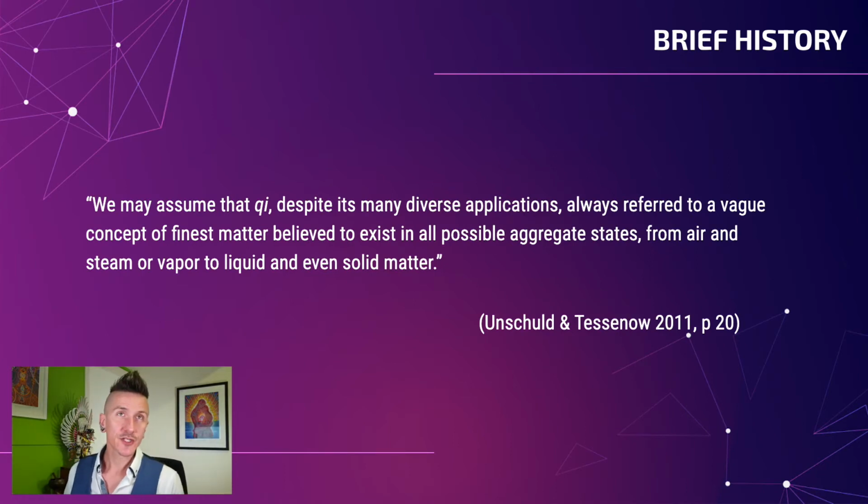We may assume that qi, despite its many diverse applications, always referred to a vague concept of finest matter believed to exist in all possible aggregate states, from air and steam or vapor to liquid and even solid matter. So we're getting this understanding that qi is essentially everything. You've either got qi moving at a very rapid, fast rate to create air and vapor, and then you've got qi moving at a very slow, condensed rate to create rocks on the earth, and the human body is in between.